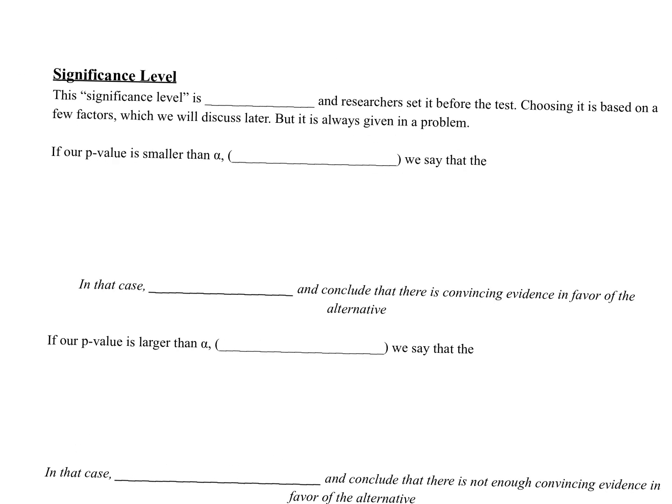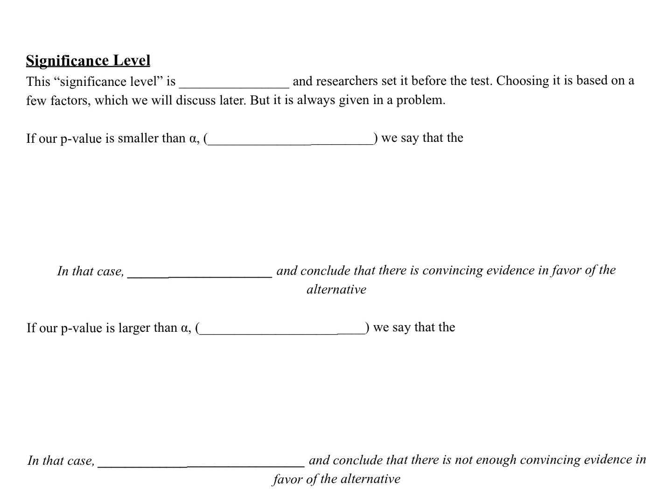Okay. So for a significance value or a significance level, the significance level is denoted by the Greek letter alpha. And it is also something that is set before a test is performed. And choosing it is based on a few factors, which we'll discuss later. But it is always given in a problem, or it's going to be something that there's a specific alpha that we'll use when it's not stated.